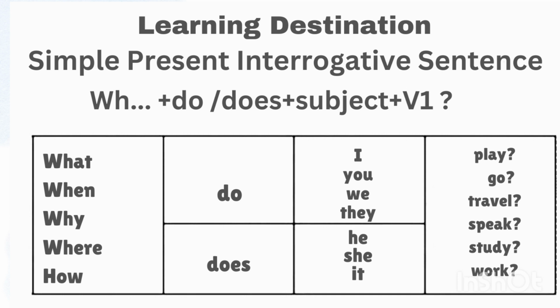Okay, now it is the V1 that we are going to change. Instead of play, we are now going to practice with the word go. When do I go? Why do I go? Where do I go? How do I go? When do you go? Why do you go? Where do you go? How do you go?